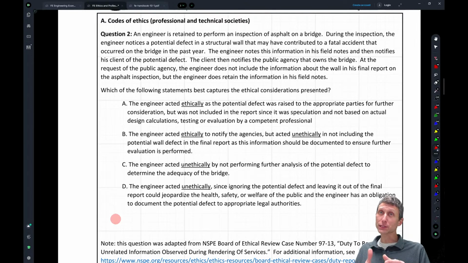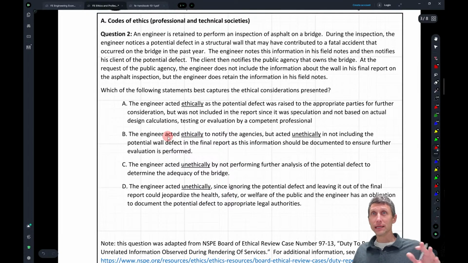We don't know that an asphalt inspector is going to be competent to actually evaluate a structural wall, right? Maybe that person's a structural engineer as well, but unless there's that competency, they shouldn't be practicing in that area. So I kind of like that answer, but let's look at the other ones. B says the engineer acted ethically to notify the agencies, but unethically because they didn't include this. I mean, this could have been a defect. It could have problems. If you don't put it in the report, it may not get evaluated. Okay, that's another option.